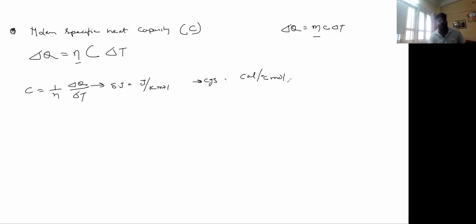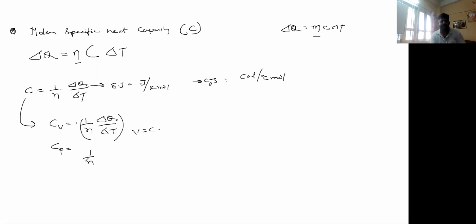Now, specific heat capacity is of two types, as you know very well. I already showed you. One is Cv, one is Cp. So 1 by n del Q by del T. If my volume remains constant, then it is called the specific heat capacity at constant volume.